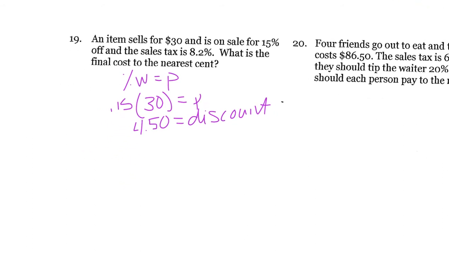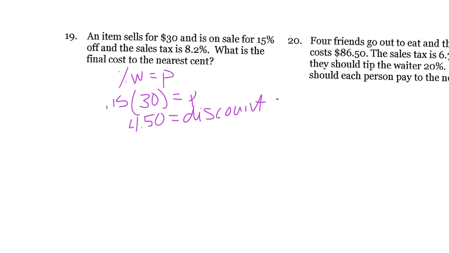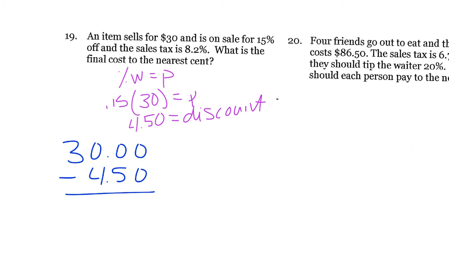All right, so now we want to figure out, I don't want to pay tax on the whole price. So I take the $30 and minus the $4.50. Don't forget, there's always decimals here, okay? So $30 minus $4.50. You can use calculators too. You're going to be able to use calculators on your test and this assignment, okay? So now this is our new price, okay?